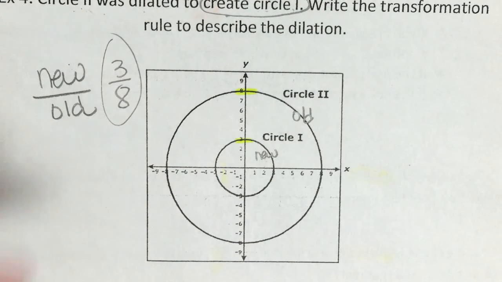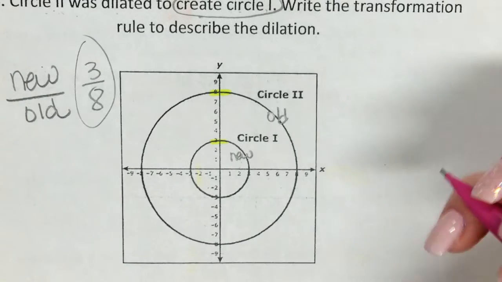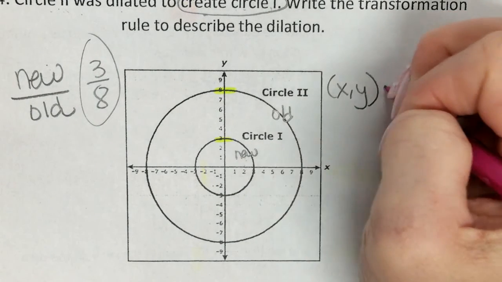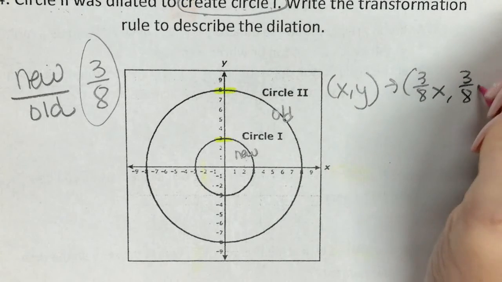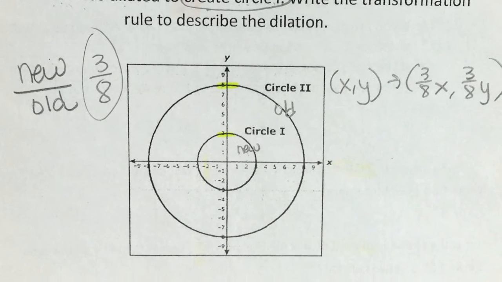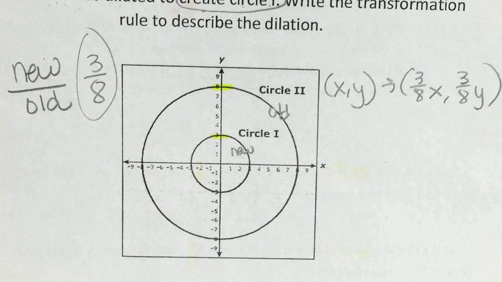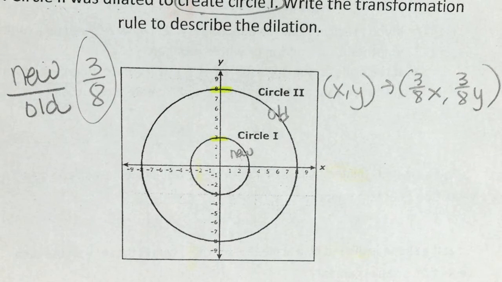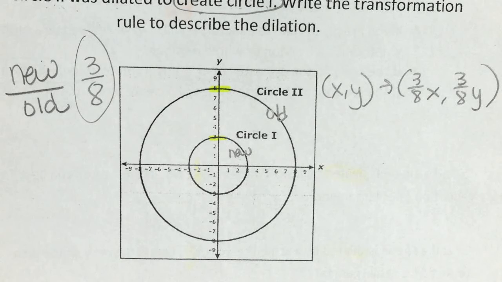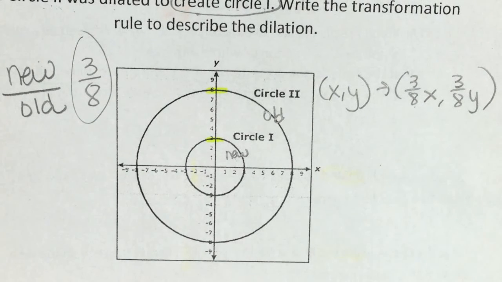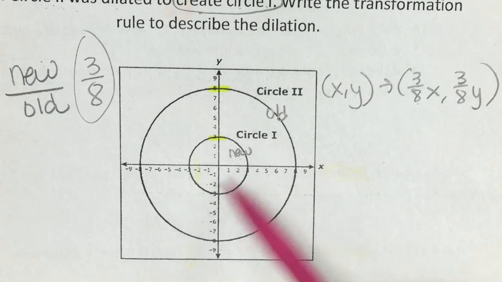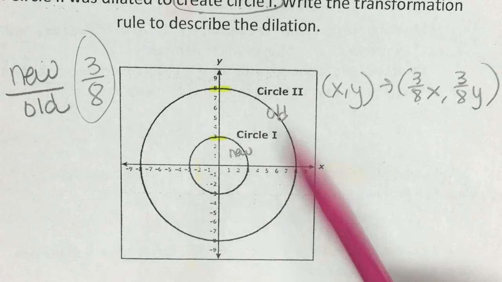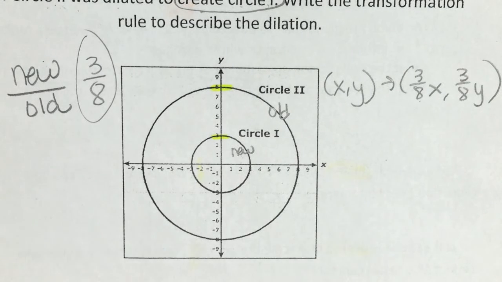That's your scale factor. So if you wrote a rule, it would be take your x and y and multiply them by 3/8. Would this be an enlargement or reduction? Reduction, because 3/8 is less than 1. Right? And you could look right here and say, okay, they started with a big one and they made a small one. So obviously it's a reduction.